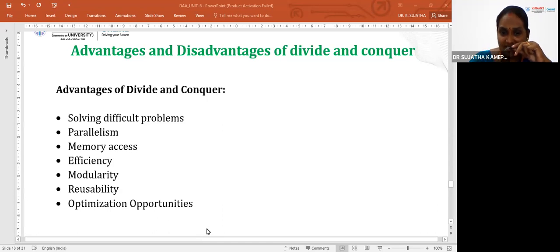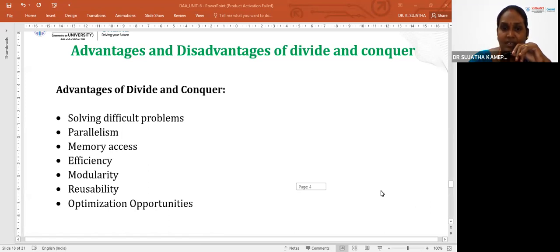And coming to memory access, it naturally tends to make efficient use of memory caches. This is because once a subproblem is small, all its subproblems can be solved within the cache without accessing the slower main memory. That is, in the divide and conquer method, the subproblem solutions are stored in the cache memory. From cache memory, we access the solutions of the subproblems every time without going to the main memory. Our cache memory is the fastest memory when compared to the main memory.